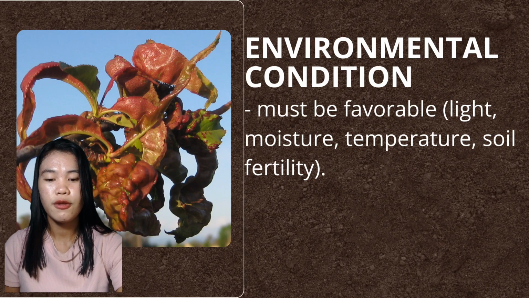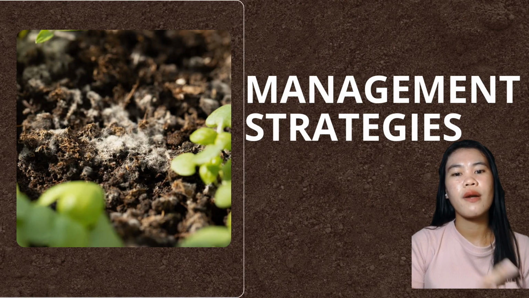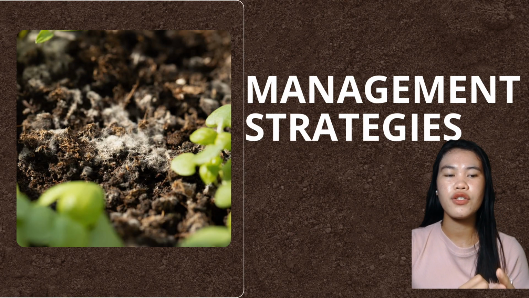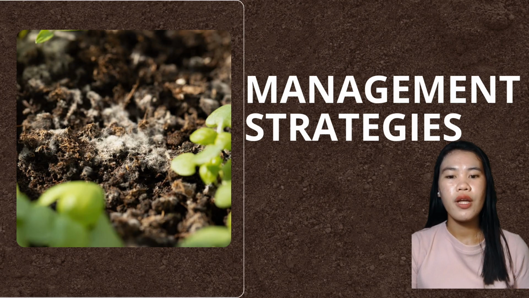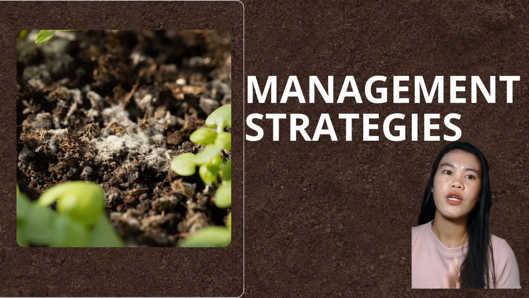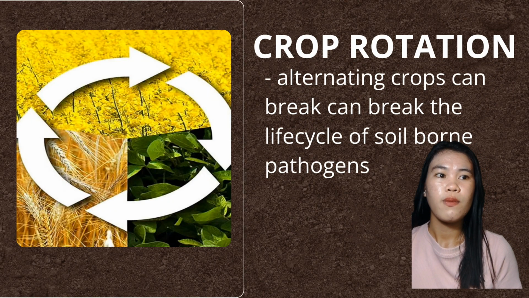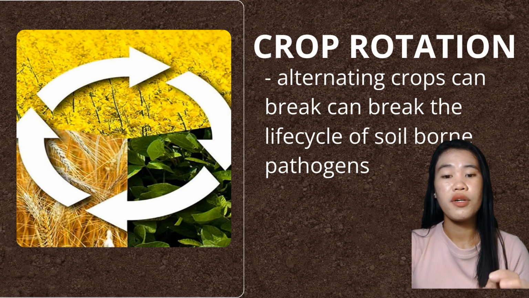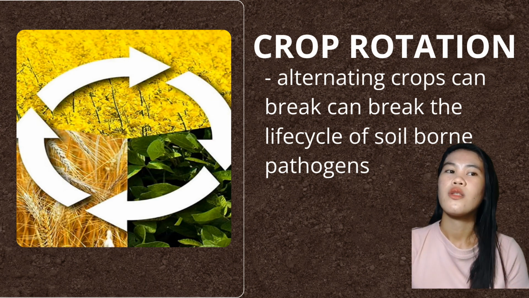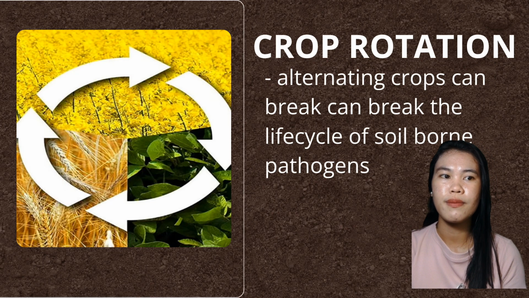So, ayun po. So, proceed na tayo sa management practices. We have crop rotation, soil sterilization, disease-resistant varieties, soil testing, and sanitation practices. So, let's start in crop rotation. So, the alternating crops can break the life cycle of soil-borne pathogens. So, yes. So, yung pag-alternate ng mga crops is possible na ma-break niya yung life cycle ng mga soil-borne pathogens.